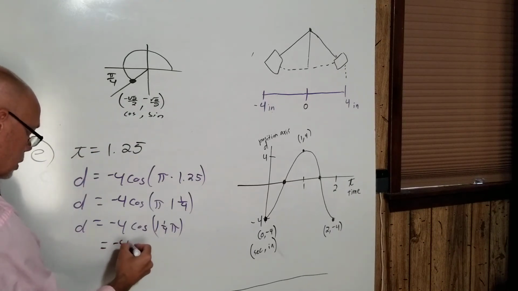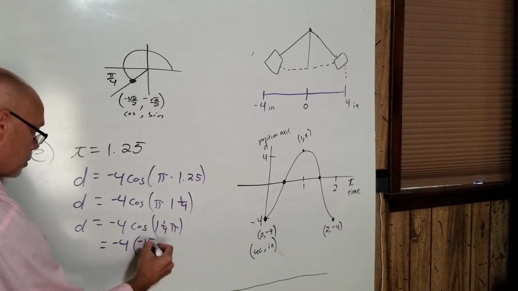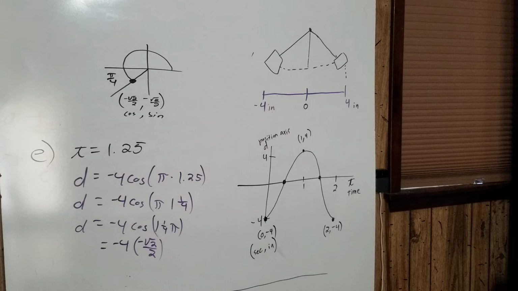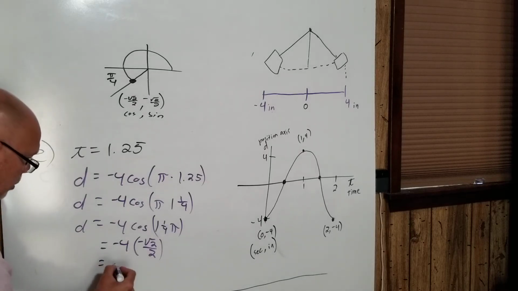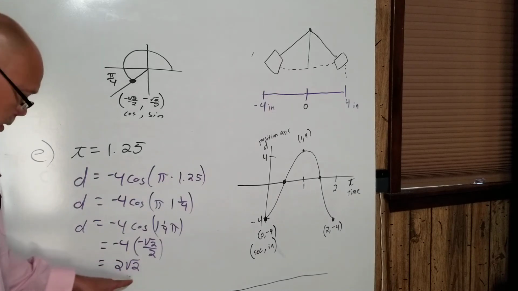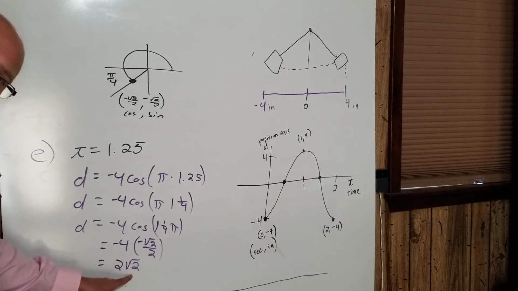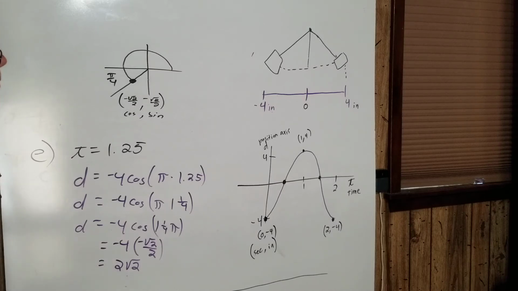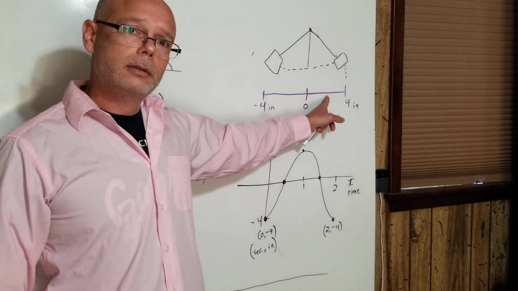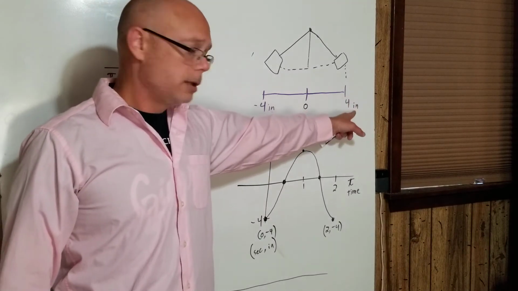So this is equal to -4 times negative square root of 2 over 2, because this whole thing turns into that. So what does that give me? Negative times a negative is a positive. 2 square roots of 2, right? Now, what are my units for this? This is my displacement, 2 square roots of 2. That's how far I'm displaced over here. Well, what's it measured in? Inches, right?